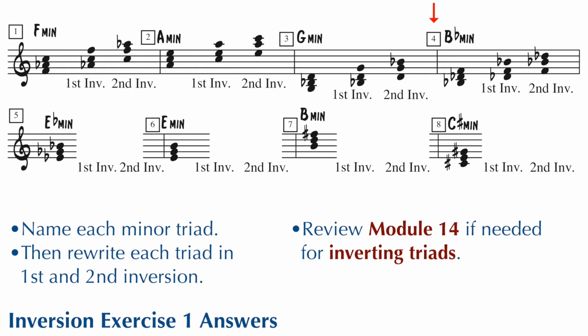Now the fifth is the lowest note. The fifth is an F. We have F, B flat, D flat. So B flat minor in second inversion. Number 5, E flat minor.